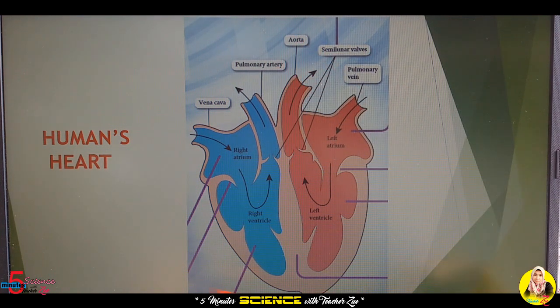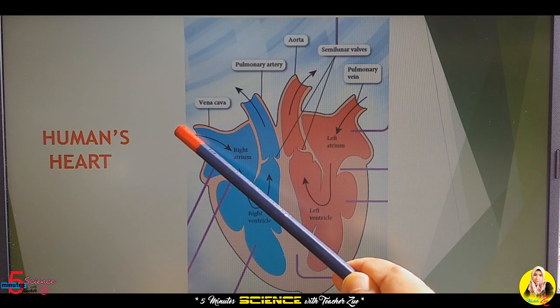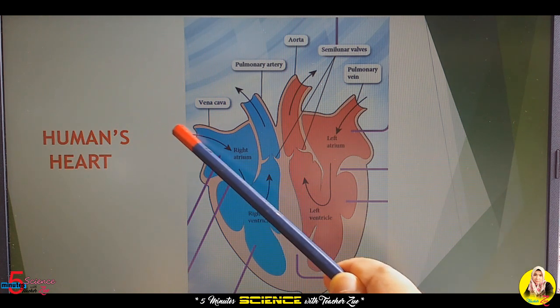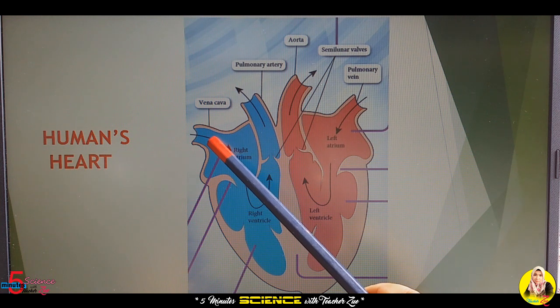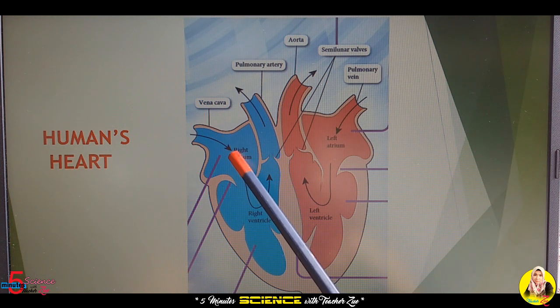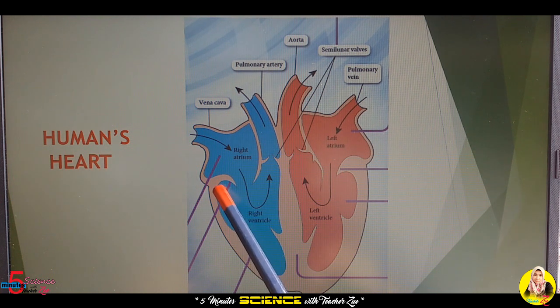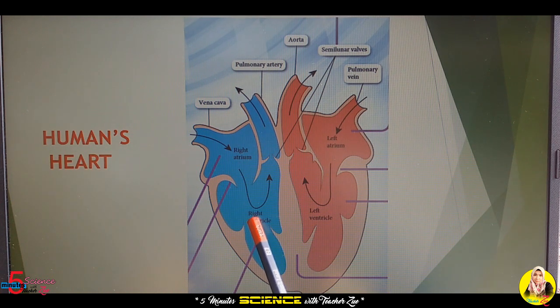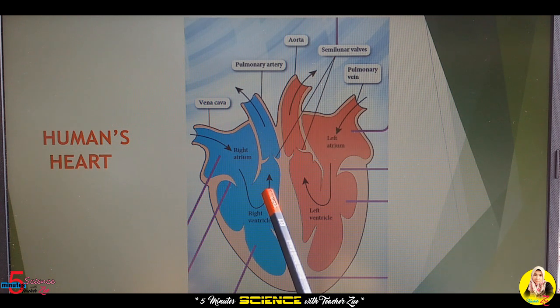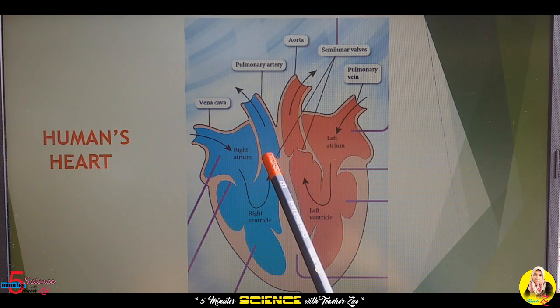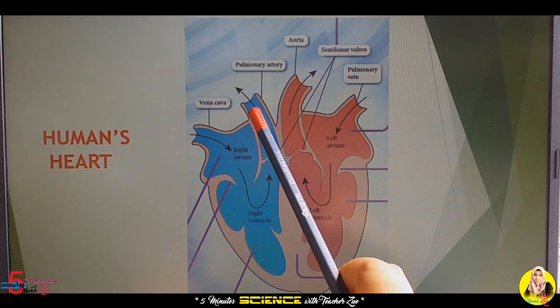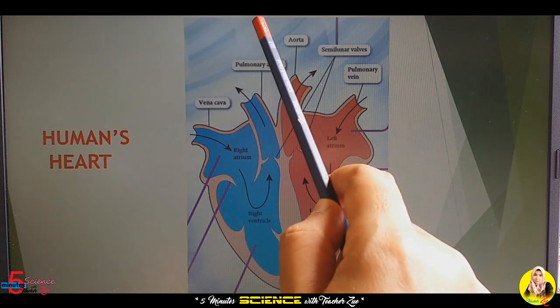And it flows back again. The deoxygenated blood will flow back through the vena cava into the right atrium, then into the right ventricle through the tricuspid valve. Then the right ventricle will pump out the deoxygenated blood through the semilunar valve, through the pulmonary artery, and back to the lungs.